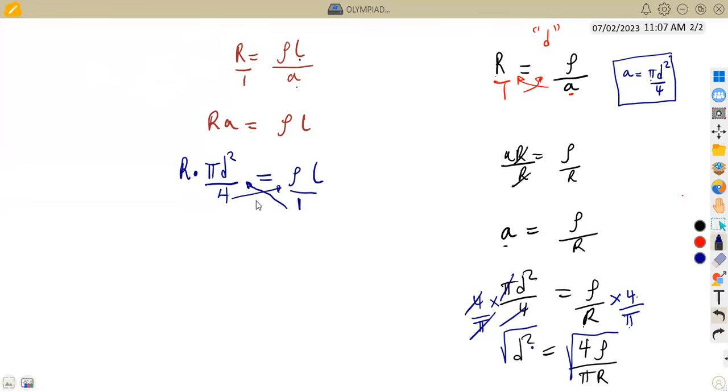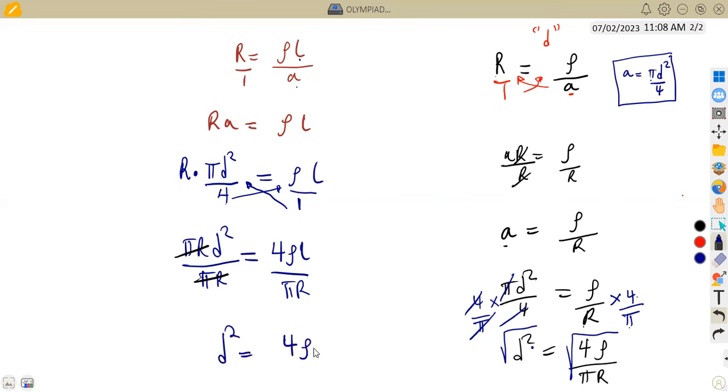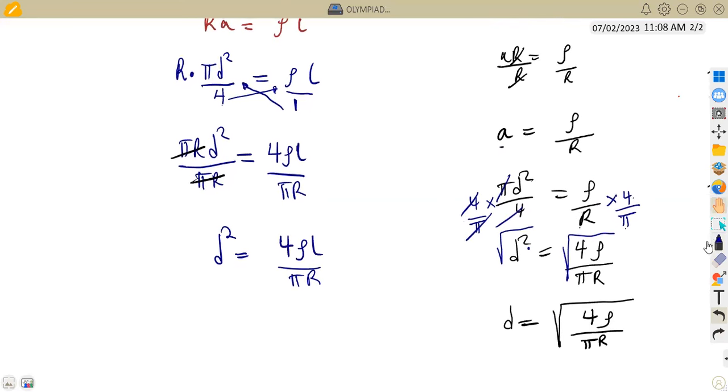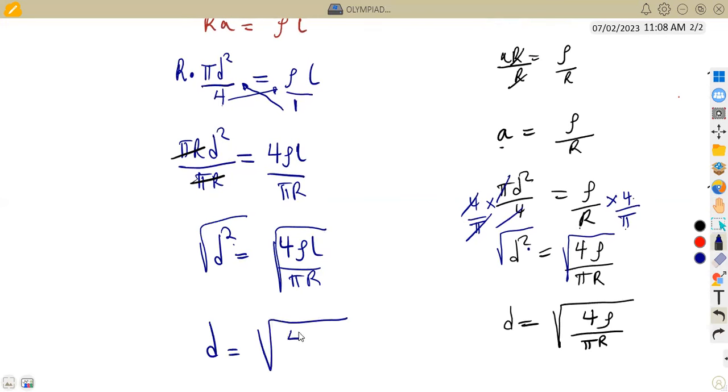So it's 1 times R pi. So this is going to be pi R d squared, which is equal to 4 times this part, which is going to be 4 times resistivity times the length. You divide by pi r. Since you are multiplying in this case, this can divide so that you remain with d squared. So that means our d squared is going to be 4 times the resistivity times length over pi r. To find d, you can simply introduce the square root, just like the previous part, to remove the square. So our d is going to be the square root of 4 times the resistivity times the length over pi r.